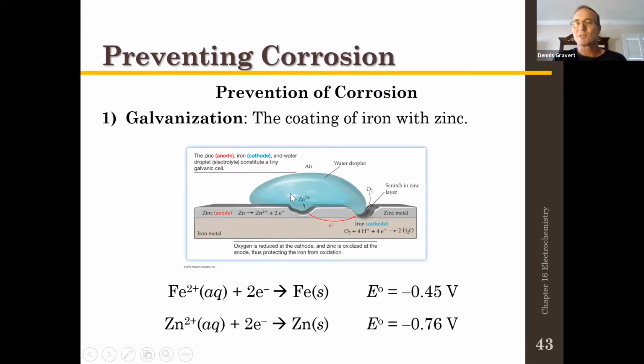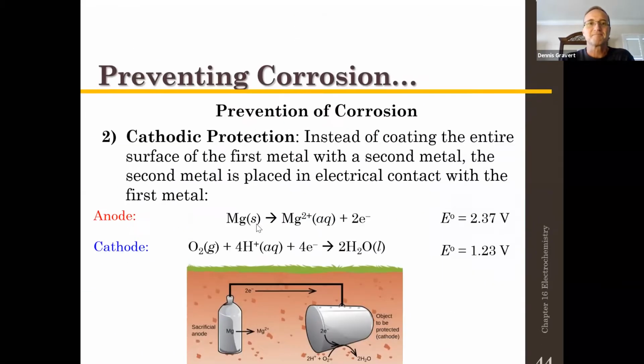And as the zinc gets corroded or dissolved away, as long as there's zinc on the metal, the zinc will continue to be corroded away and the iron won't. So you sacrifice the zinc to protect the metal. And so the iron will last longer until all the zinc is gone. And then maybe you can start oxidizing the iron and corrode that.